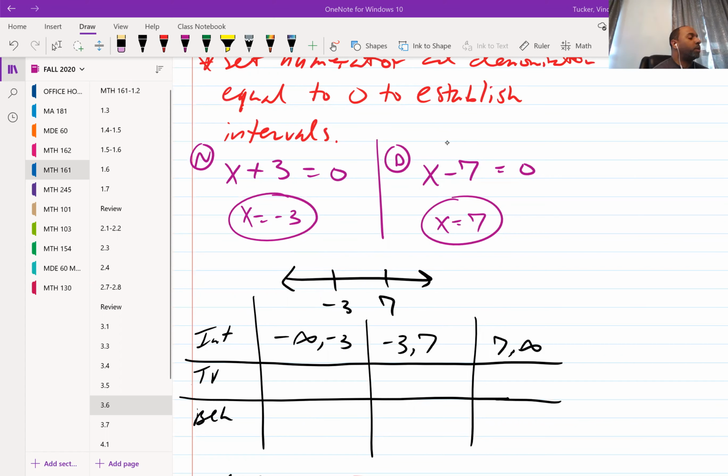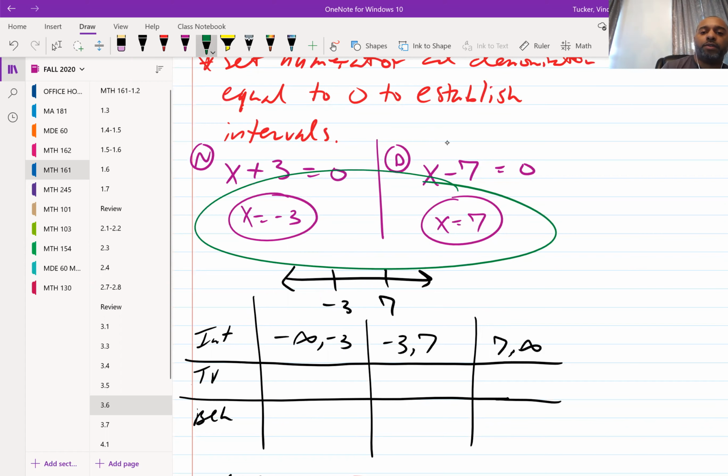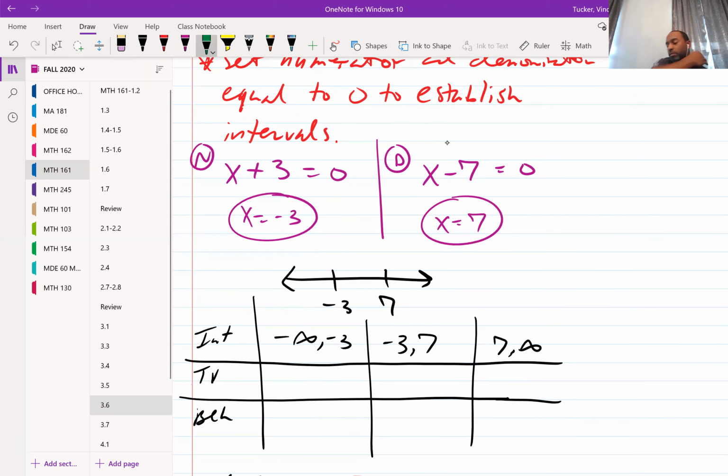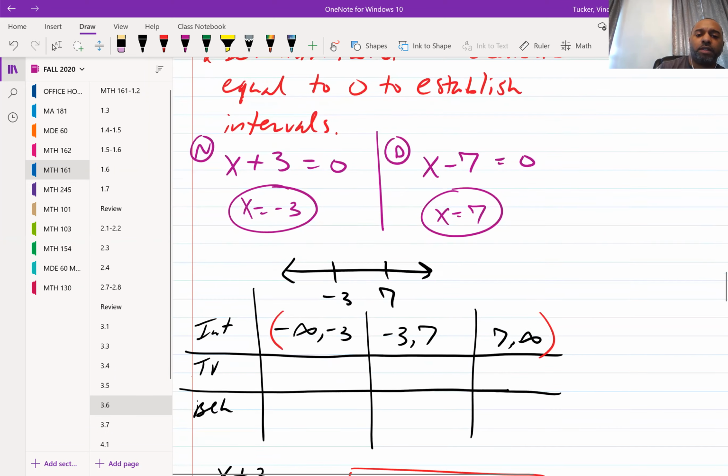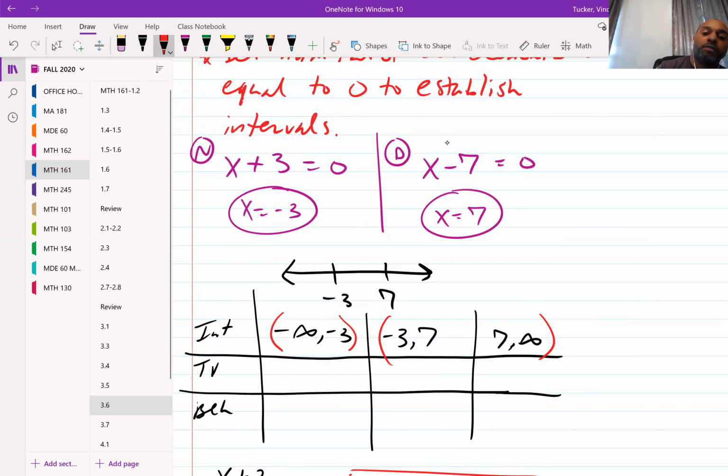Make sure we're okay before I keep going. Once again, these two values help us to set our intervals for when our expression crosses 0. On our infinity signs, we always use parentheses. And as I mentioned before, it's less than, so that means we'll use parentheses on negative 3, excuse me, and 7.